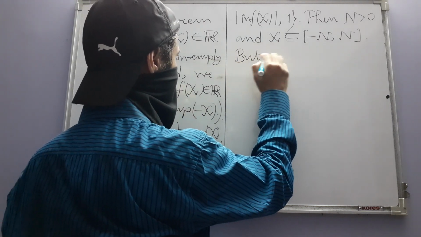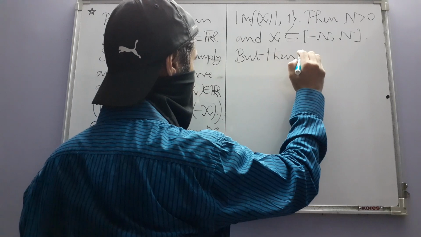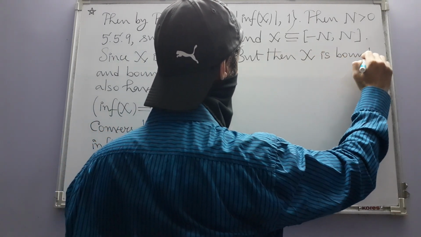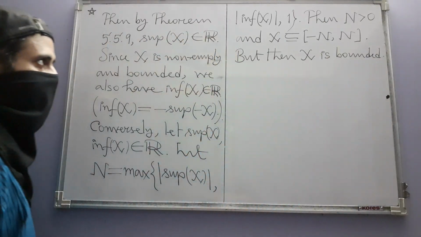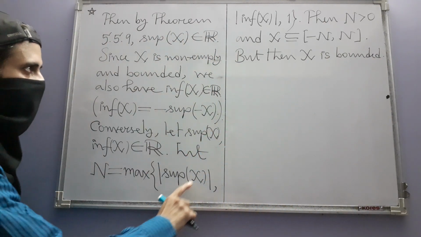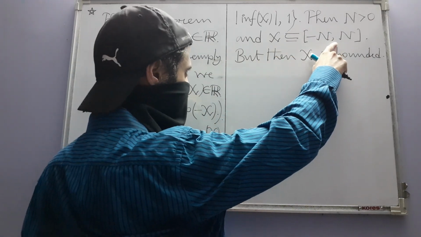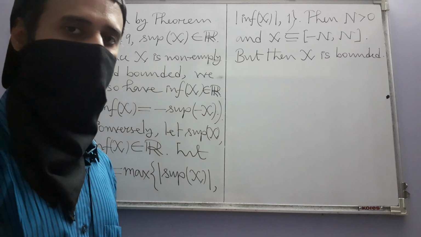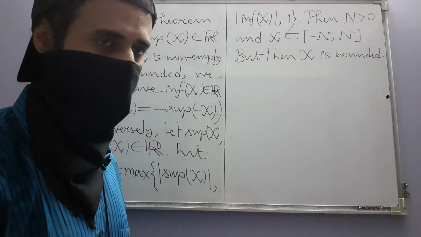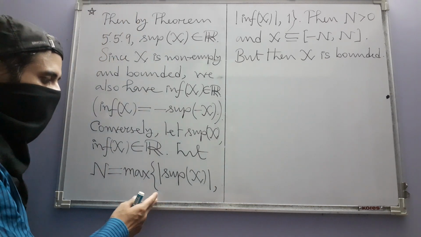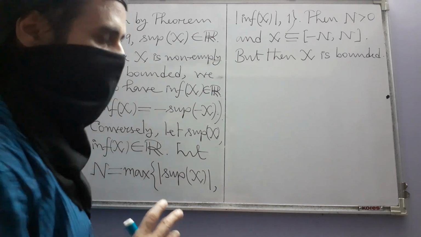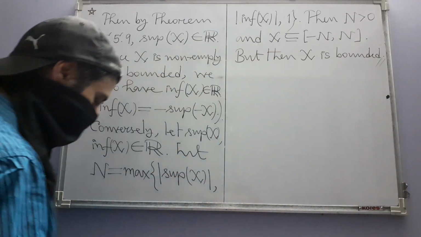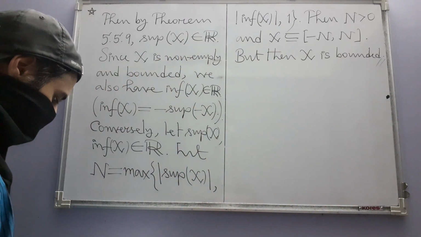But then by definition X is bounded. The fact that this N leads to this containment is left to you to understand exactly why this happens. Okay, you go through the calculation yourself. But of course, if you don't get it, then let me know in the comment section below. So this is just the solution. Let us see what comes next.